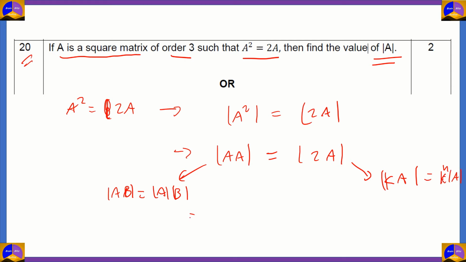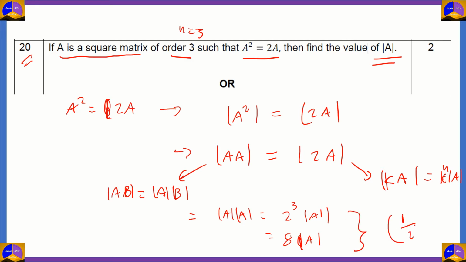So in this case, since the order n equals 3, you will get determinant of A times determinant of A on the left hand side, and on the right hand side you'll get 2 cubed times determinant of A, which is equal to 8 times the determinant of A. This step gives you a half mark. So this is one of the most important steps here.